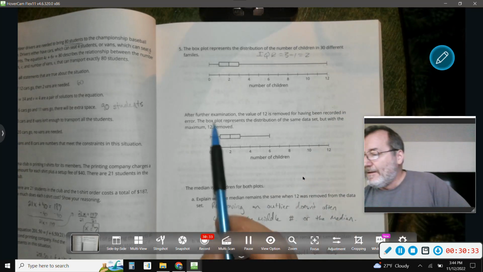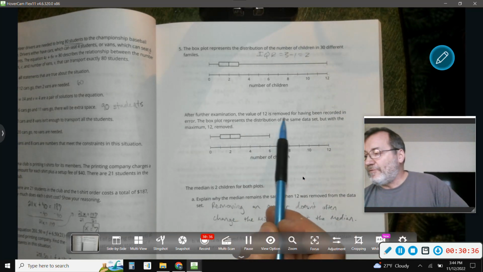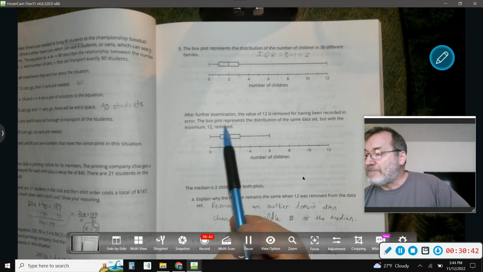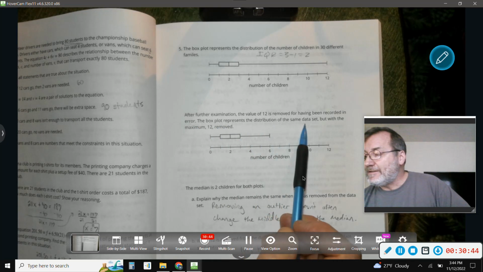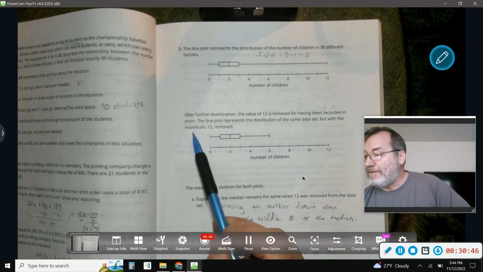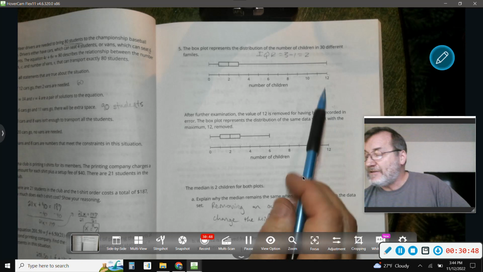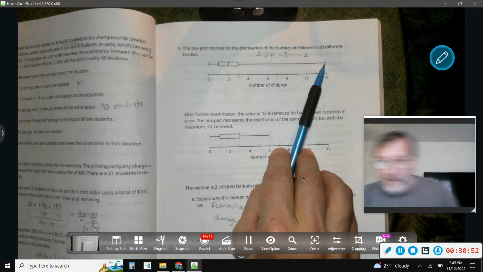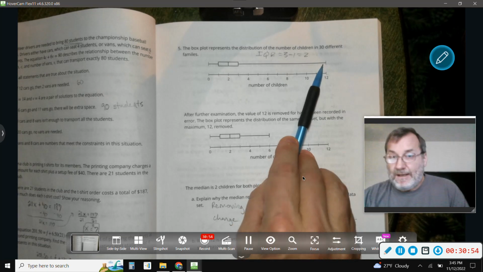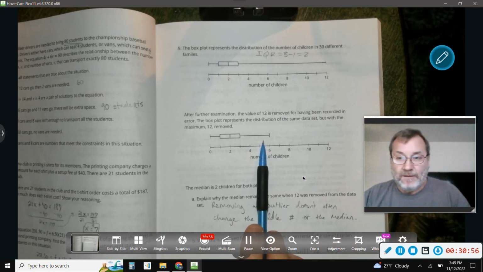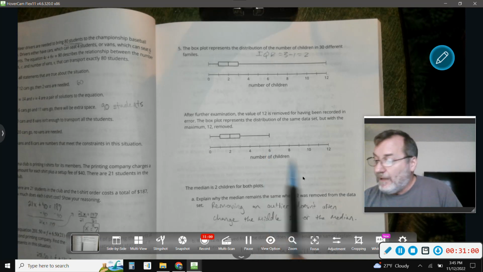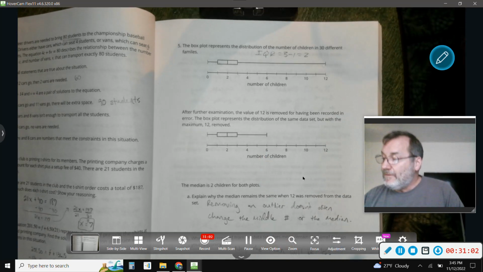Okay. Upon further examination, the value of 12 is removed for having been recorded in error. Somebody's happy about that. The box plot represents the distribution of the same data set, but with the maximum 12 removed. There was just one errant number of kids in the family of 12, and so they took that out and it dropped down to here. So that means there's some family with 6 kids. It's still a lot.